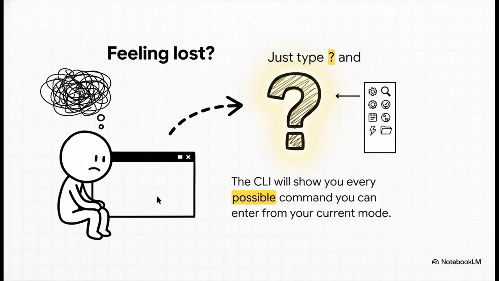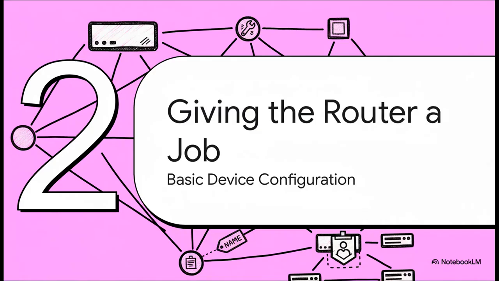Now, let me show you the ultimate cheat code for the CLI, your secret weapon. If you ever feel lost or you're not sure what command comes next, just hit the question mark key. That's it. The CLI will instantly show you every single command that's available right where you are. It's like having a built-in guide that's always there to help you out. It's a total lifesaver.